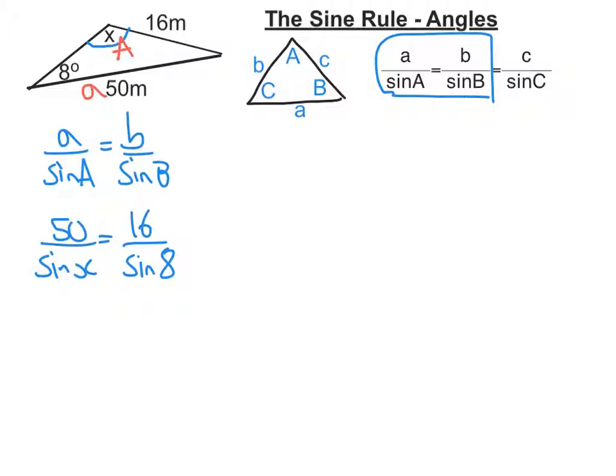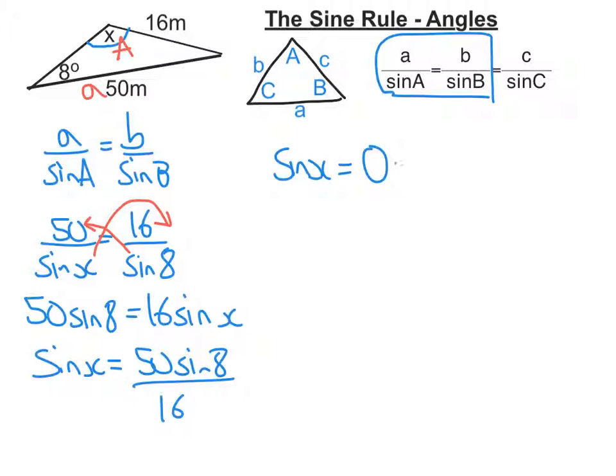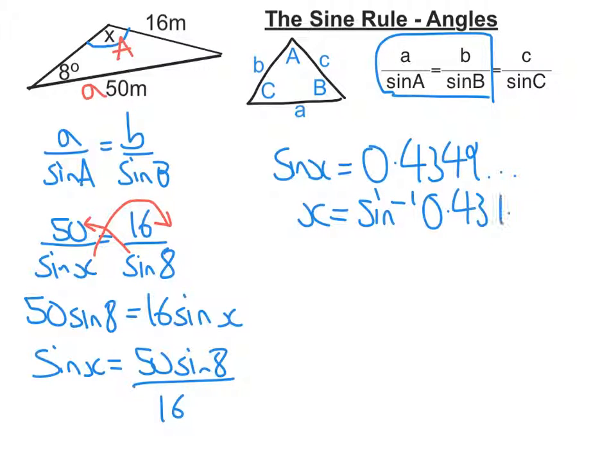As before, cross multiply, so the sine 8 is going to go on the top here, and the sine x is going to cross and go on the other side. So I'm going to be left with 50 sine 8 is equal to 16 sine x. Now I'm going to divide by 16, so I get sine x is equal to 50 sine 8 over 16. Put that into my calculator, and what I would get is that sine x is equal to 0.4349, etc. So now let's do the inverse of sine. To get that, remember to use your answer button.